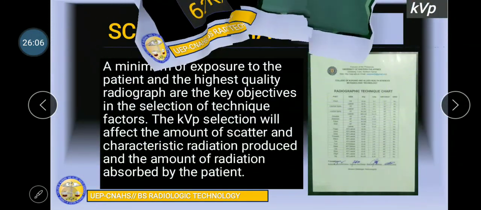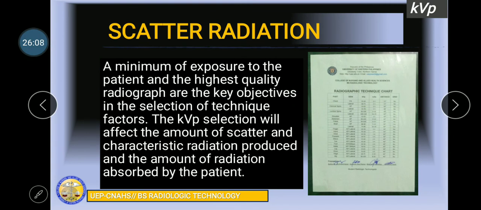So, next, we will discuss the scatter radiation, kasi nga yung nakatatak kasama sa kVp is the scatter radiation. So, a minimum of exposure to the patient and the highest quality radiograph are the key objectives in the selection of technique factors. Kaya, eto, may ginawa silang radiographic technique chart.